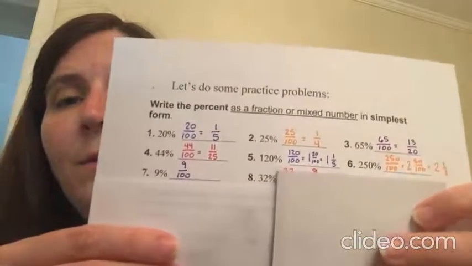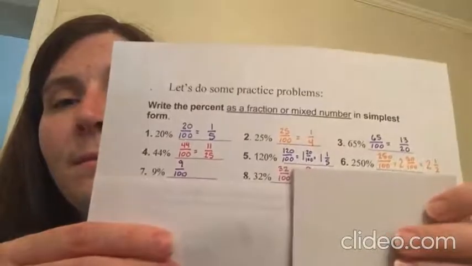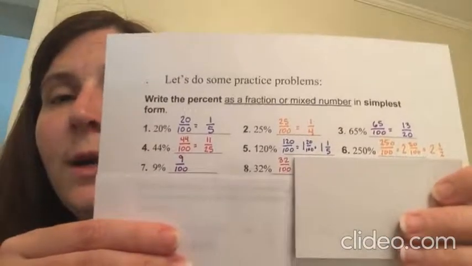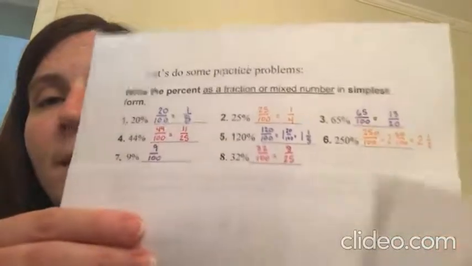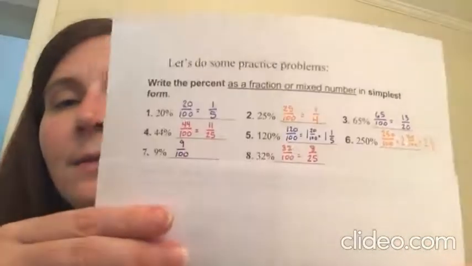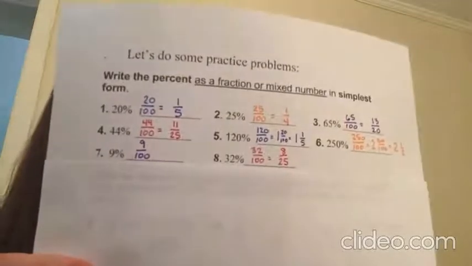Then on number 8, we have 32%. So we would say 32 over 100. Both of those numbers can be divided by 4. So my final fraction is 8 over 25.